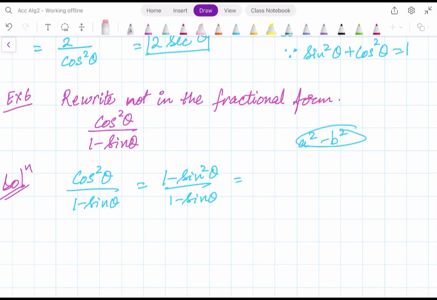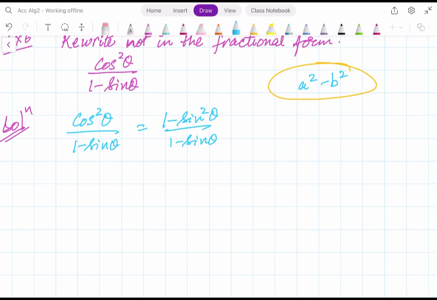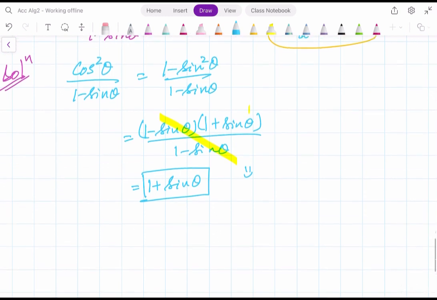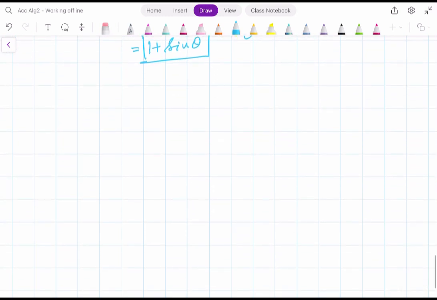Let's rewrite it. 1 minus sine theta times 1 plus sine theta divided by 1 minus sine theta. And then at this point, I can cancel out numerator and denominator. So what are we left with? We are left with 1 plus sine theta, and 1 plus sine theta is not in fractional form. So work is done. Let's continue and take one more example.